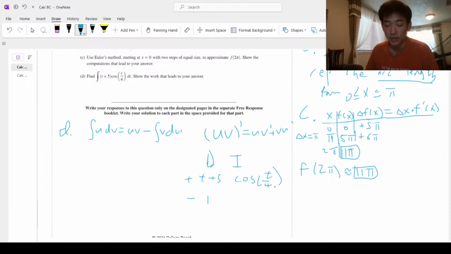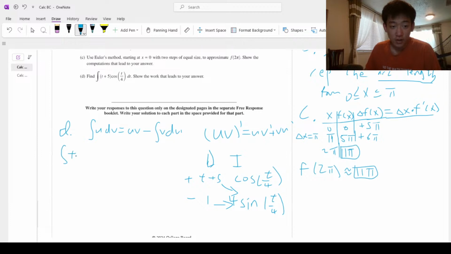The antiderivative of that is sine, and then the inside, the chain is 1/4. For integration, you divide by the chain. So dividing by 1/4 is multiplying by 4. So this is 4 sine of t over 4 here. All right, so for the table method, you go across until you get to the end, and you go across like that.